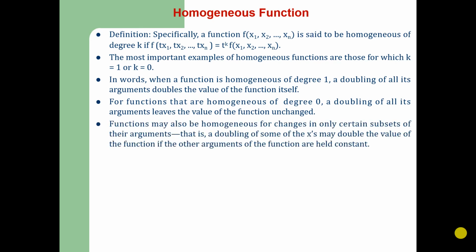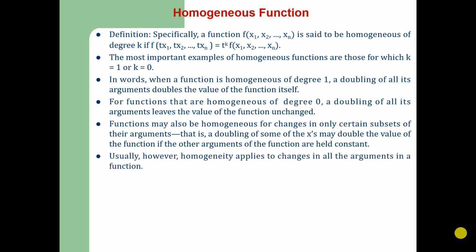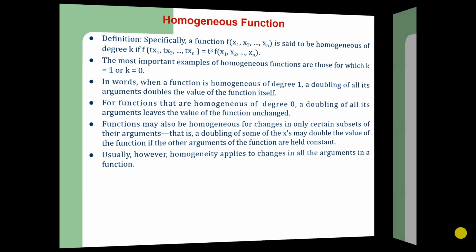Functions may also be homogeneous for changes in only certain subsets of their arguments. That is, a doubling of some of the x's may double the value of the function if other arguments of the function are held constant. Usually, however, homogeneity applies to changes in all the arguments in a function.